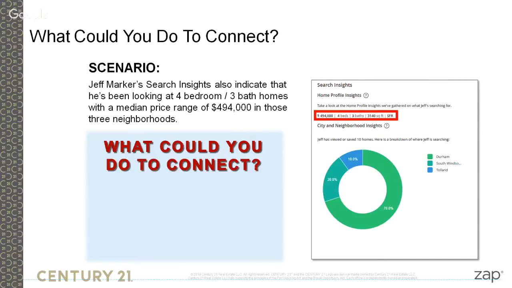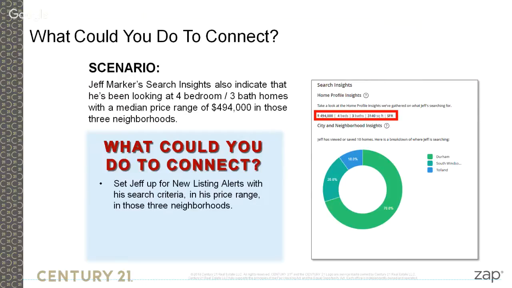Here's another scenario. Jeff Marker's search insights also indicate that he's been looking for 4-bedroom, 3-bath homes with a median price range of $494,000 in those 3 neighborhoods. What else could you do to connect with Jeff? Set Jeff up for new listing alerts with his search criteria and his price range in those neighborhoods.